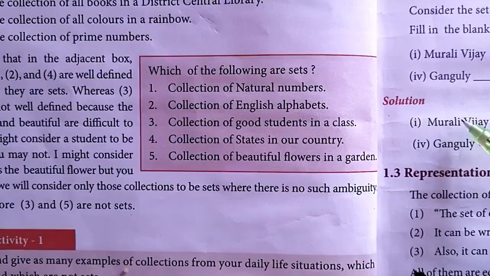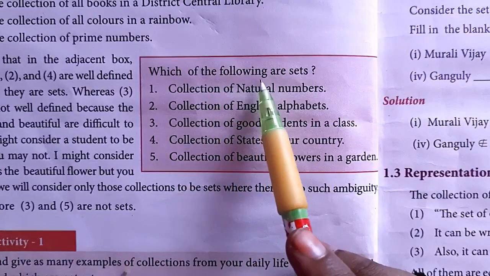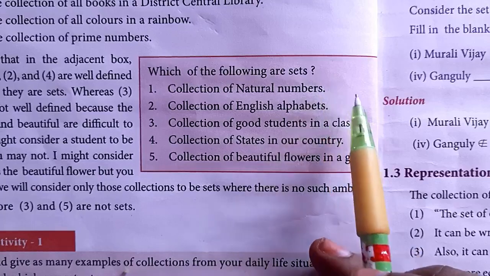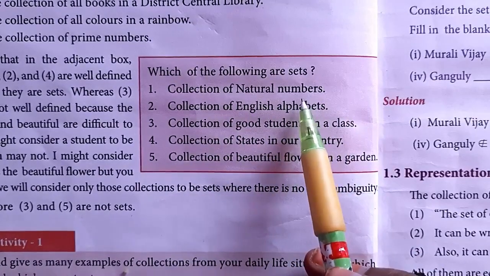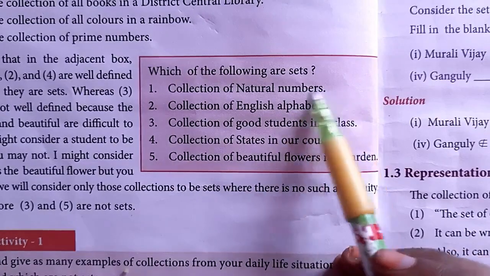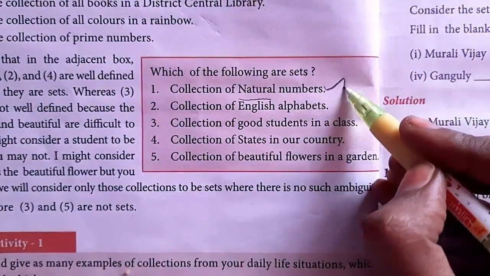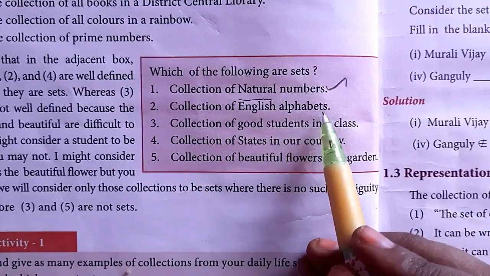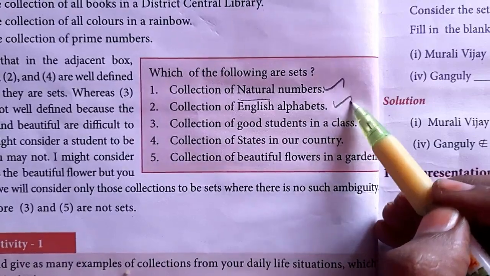Okay. In your book, some examples are given. See this box. Which of the following are sets? From the question they ask, you can find out whether it is a set or not. Collection of natural numbers. Is it a set or not? Yes, because the set contains only natural numbers. You know what natural numbers are. So it is a set. Next one, collection of English alphabets. Is it a set or not? See, in English alphabets there are 26 letters. So definitely it is a set.